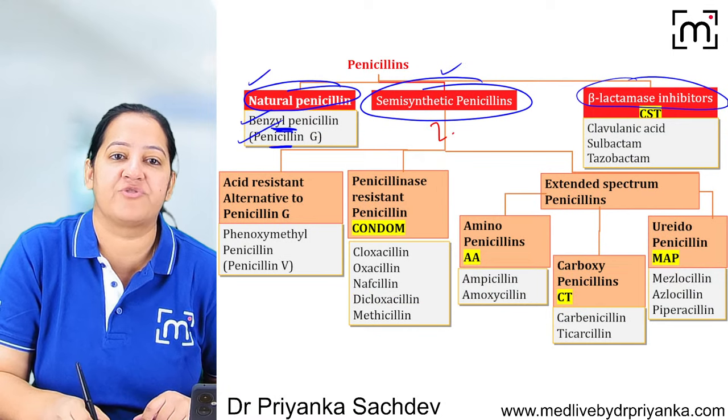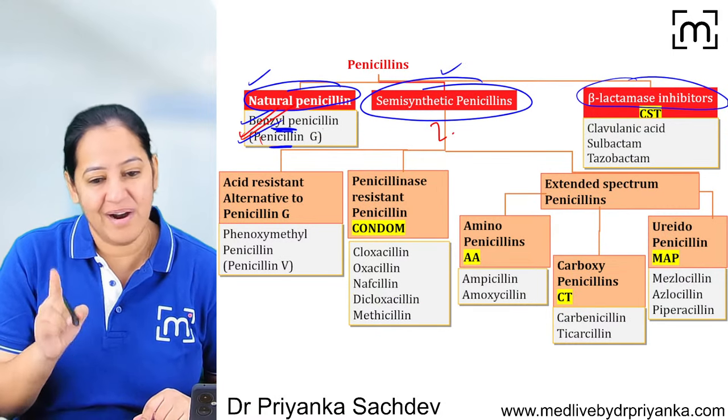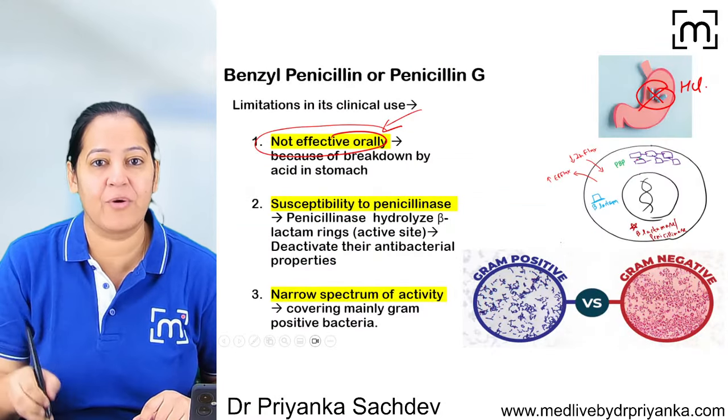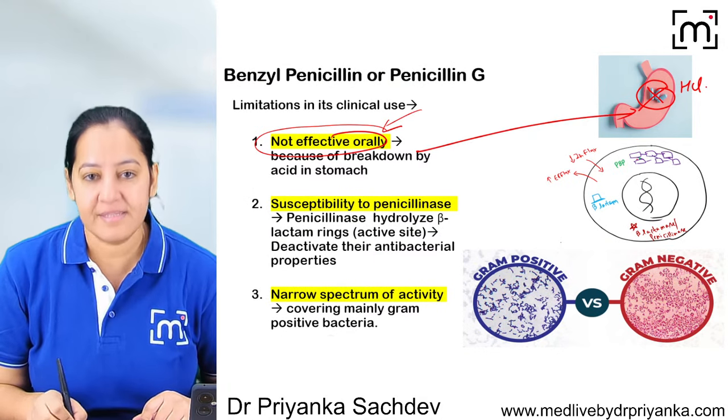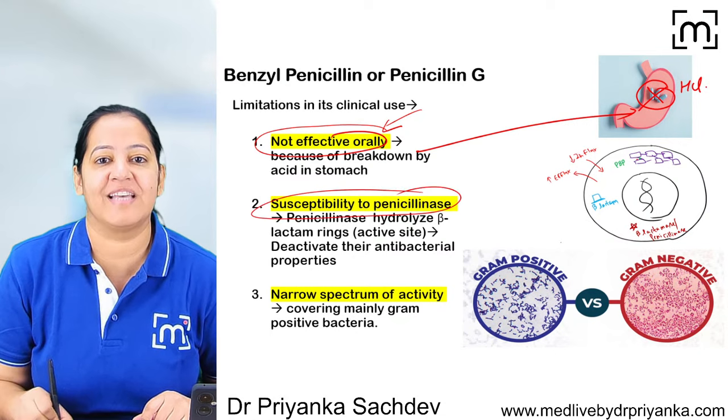This is the first problem with the natural one. Natural one is good, but injections are needed. Oral is not possible because it is acid labile, it is not acid stable. This is the first problem with the natural. The second problem, it is susceptible to the enzyme penicillinase.